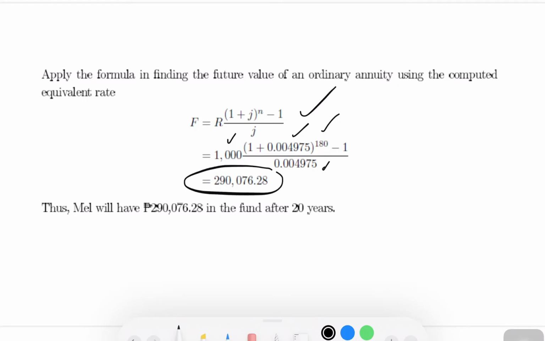So therefore, Mel will have 290,000.76 pesos 28 in the fund after 20 years.